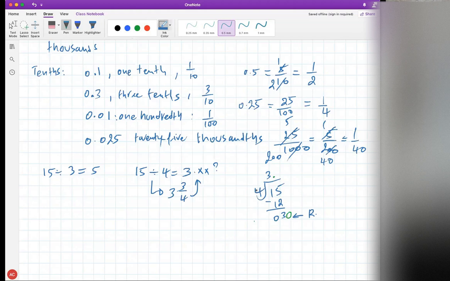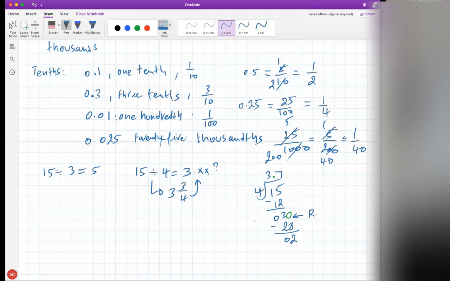So now we can do 4 into 30. How many times is that? 7 times, and it'll be 28. Subtract, you have 2 left. So again, we have a remainder. As long as you have a remainder, you can keep dividing and keep getting decimals here.